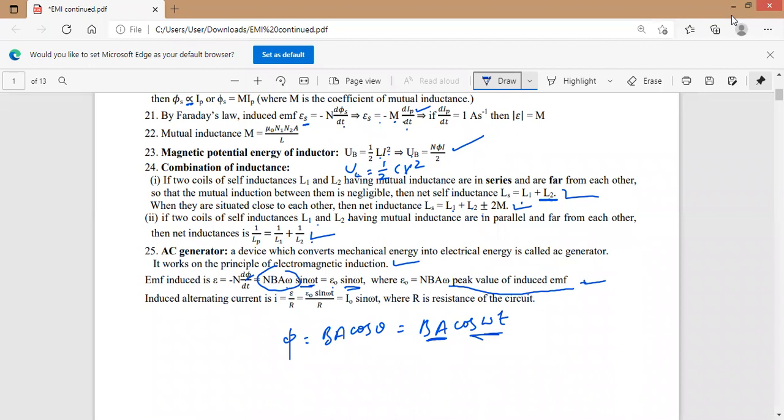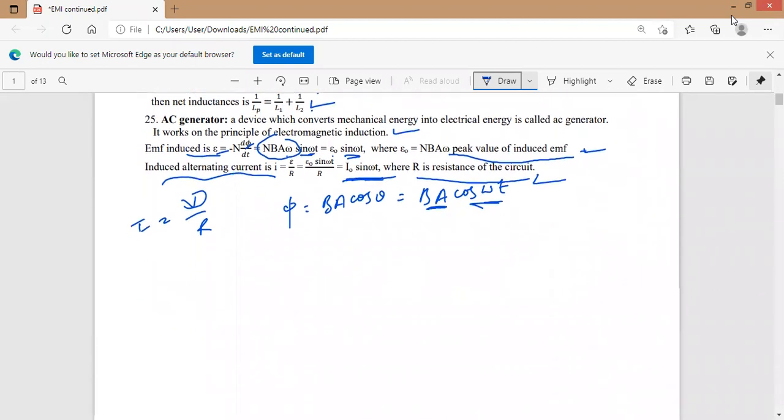The induced current is I equal to epsilon by R, according to Ohm's law, I equal to V by R, where in this case we have EMF in place of voltage. Substituting, we get I is equal to I naught sin omega t, where R is the resistance of the circuit. This is the expression for induced current, and the previous one is the expression for induced EMF.